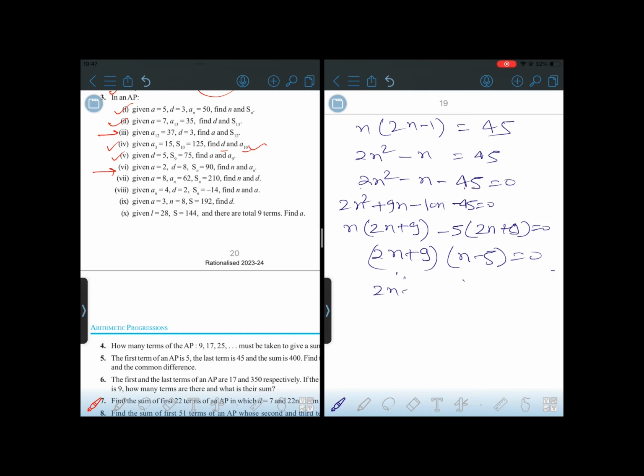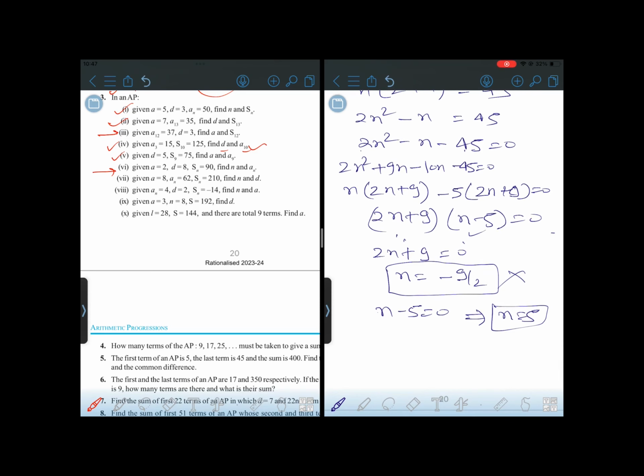So we can say 2n plus 9 is equal to 0. That gives us n is equal to minus 9 upon 2. Okay, it is not possible because n should be a positive integer, right? It cannot be a fraction, or it cannot be negative. So we will try with this one. Now we can say n minus 5 is equal to 0, which implies that n equal to 5. So we have got the value of n. So number of terms are 5.